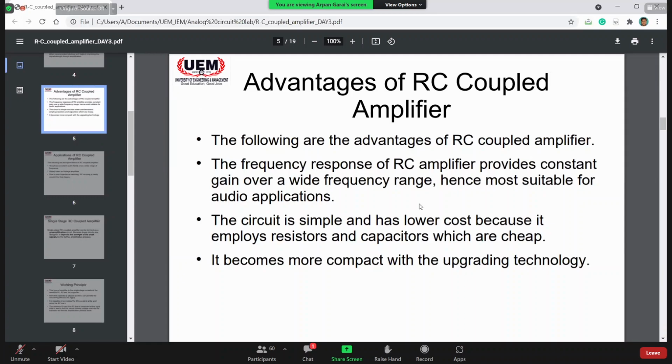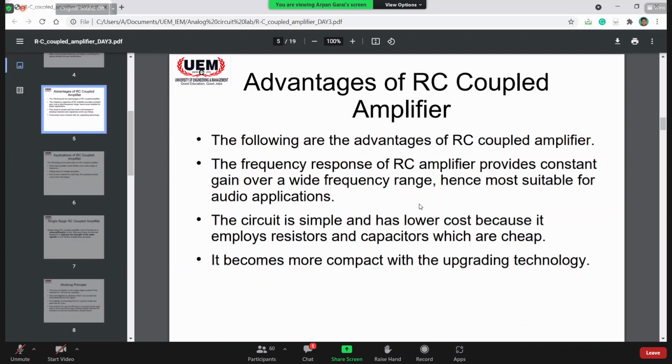The circuit is very simple and has a lower cost because it employs resistors and capacitors, which are very cheap. You can understand that the circuit is not too complicated. Resistors are cheap and capacitors are also cheap, so the entire circuit is very cheap, and it also gives better outputs. That is why the RC coupled amplifier is often used.